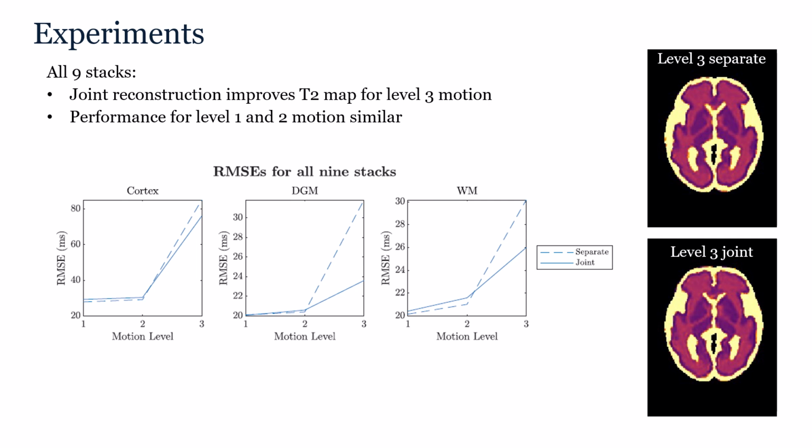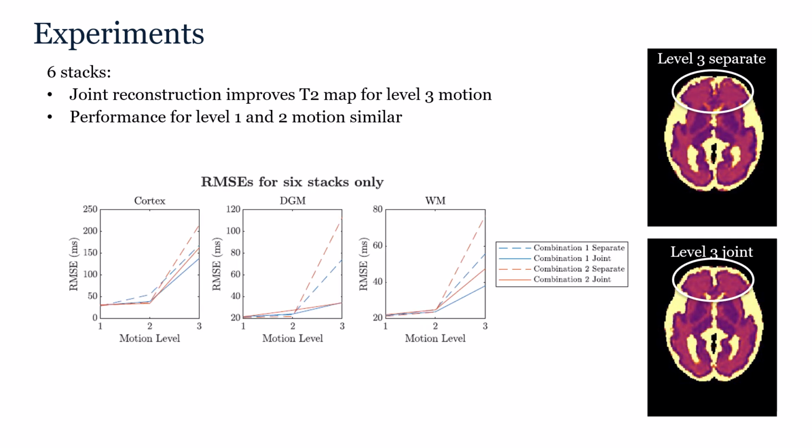When all 9 stacks are used for reconstruction, joint reconstruction improves the accuracy of the T2 map only for the level 3 motion, as you can see here and here and here. Visually, the maps look similar. When we select 6 stacks, quantitative improvement is still observed primarily for a higher level of motion. Visually, we can see that the cortex is better reconstructed using joint reconstruction compared to the separate reconstruction.